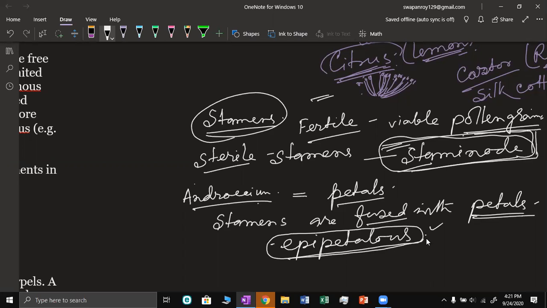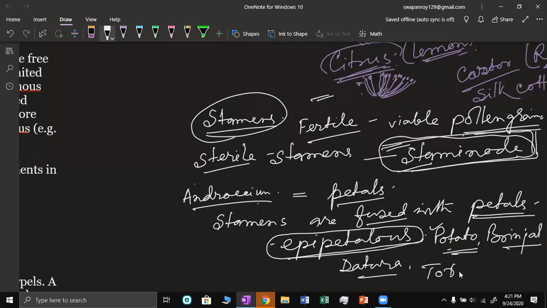The epipetalous condition is found in potato, brinjal, datura, and tomato also, because they belong to the same family, Solanaceae. So this is a characteristic feature of family Solanaceae.